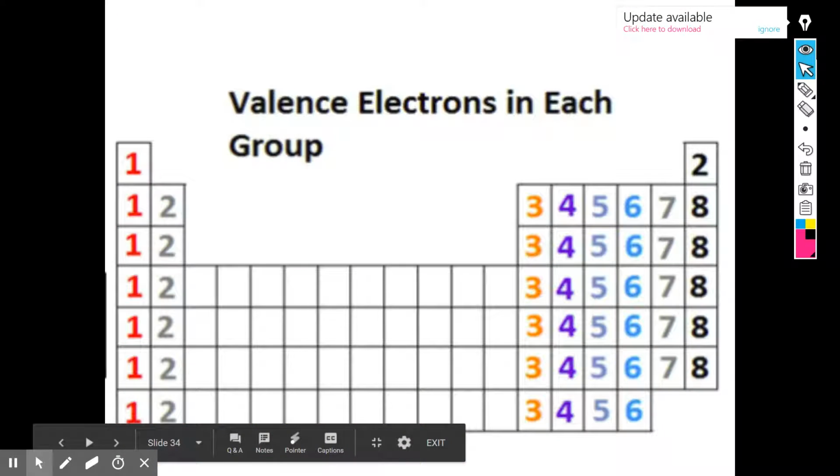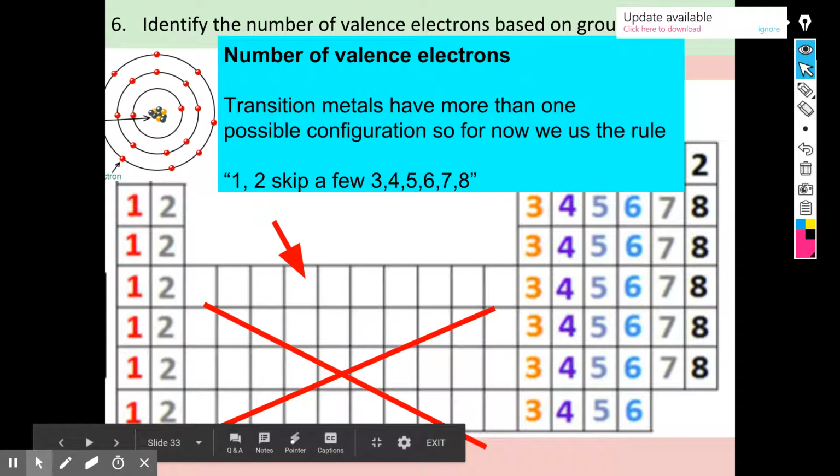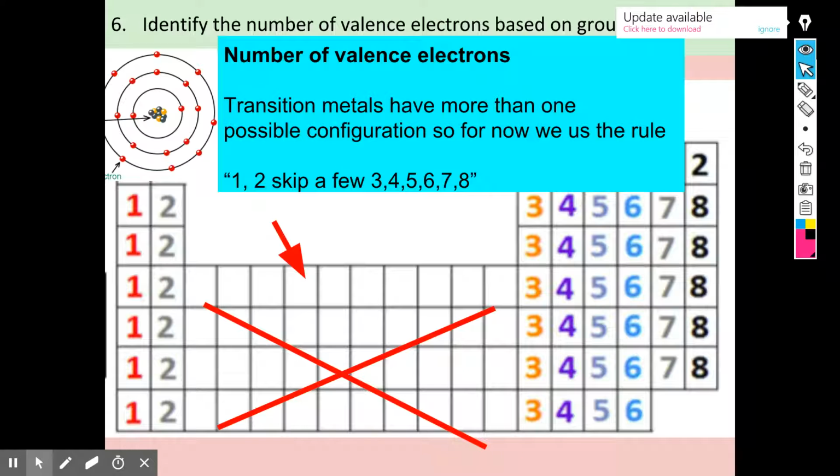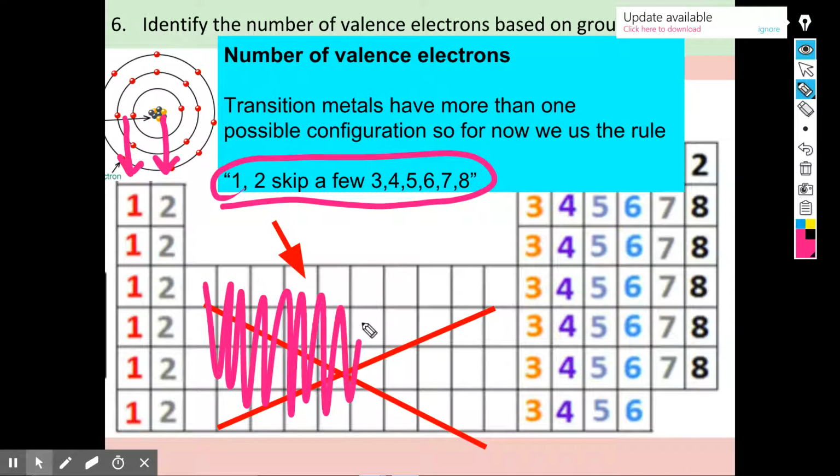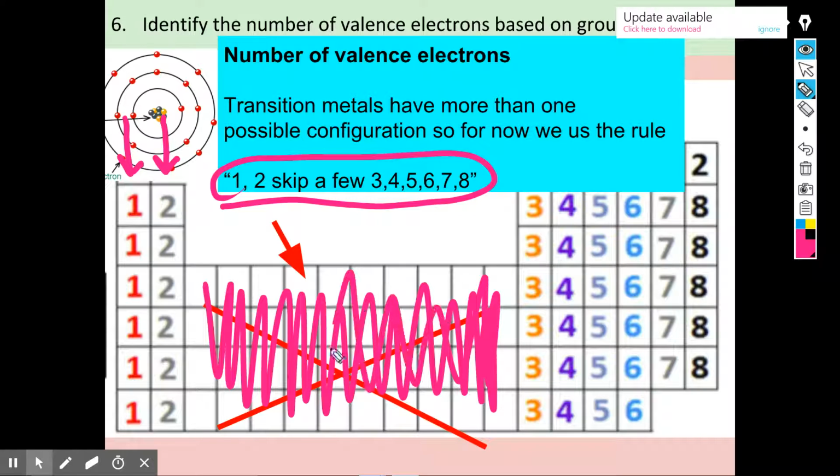Guess I missed it. So we have a rule for determining. There's an easy way to determine the number of valence electrons in some atoms. We've got what I call the 1-2 skip a few rule. So that's what it says on your paper number 3, the 1-2 skip a few rule. All of the elements in group 1 have 1 valence electron. All of the elements in group 2 have 2 valence electrons. 1-2, skip a few. These you'll learn about in chemistry your junior year.